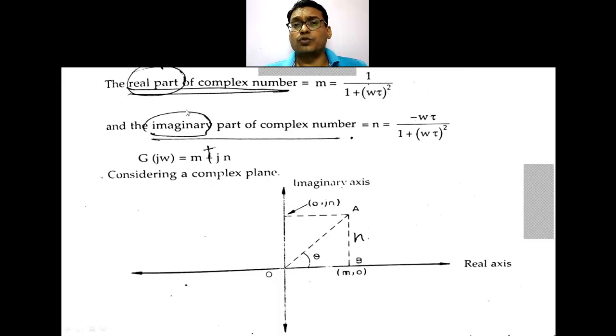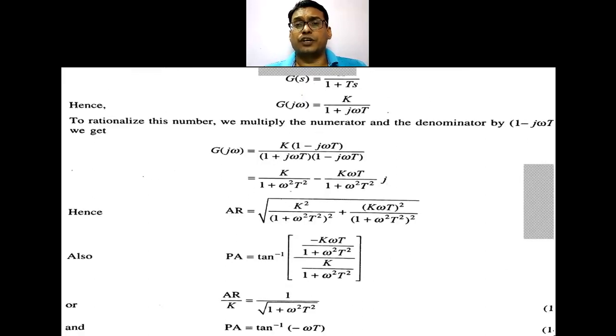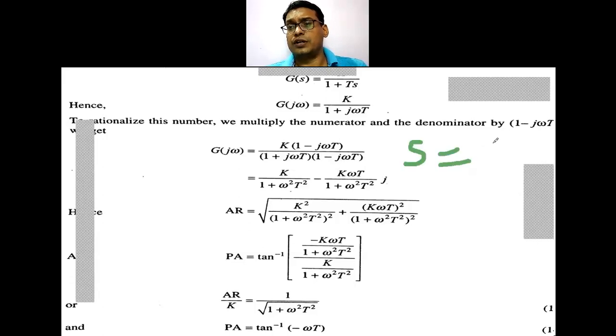So we are going to consider the first order transfer function initially, that is G(s) equal to K upon 1 plus tau s. Now here we have to substitute s equal to j omega. That means we are writing it in a complex form. That is, we are converting the transfer function of a system into a complex number system.